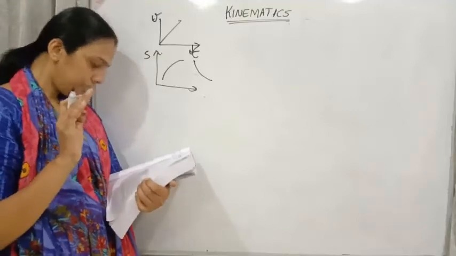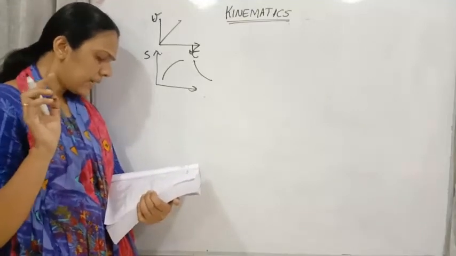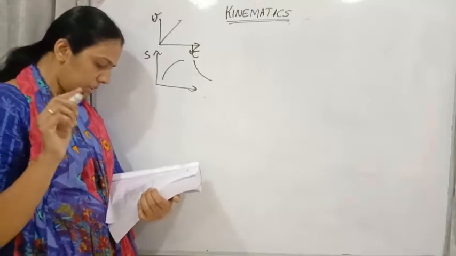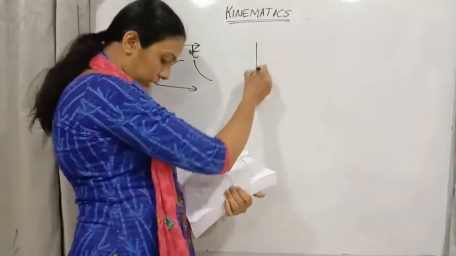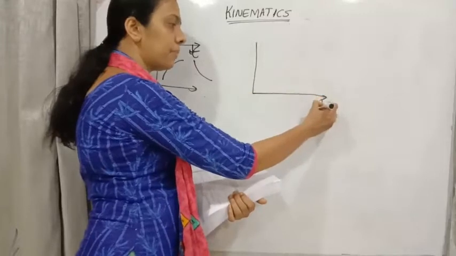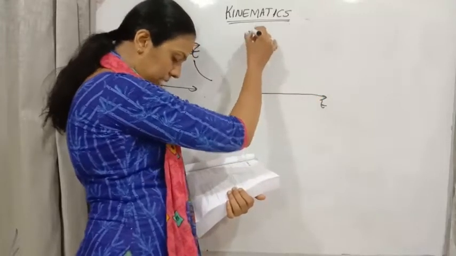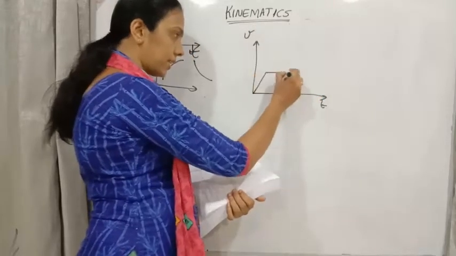Okay, next: the velocity time graph of a moving object is shown in the figure. See, here it is time and here it is velocity, and the graph is given like this.